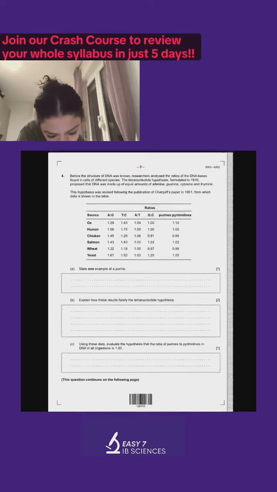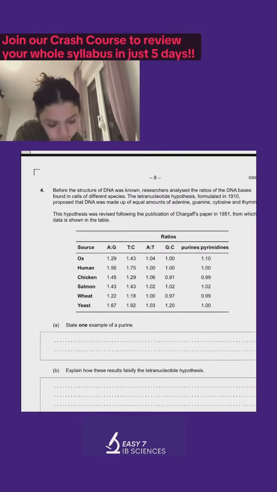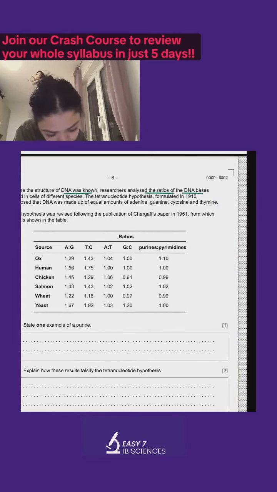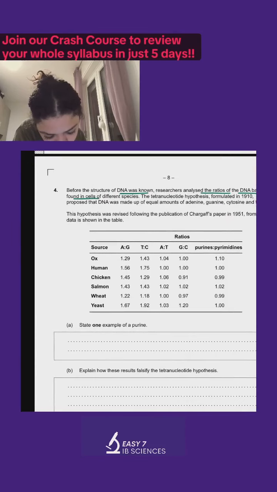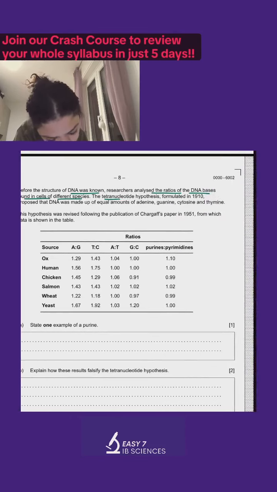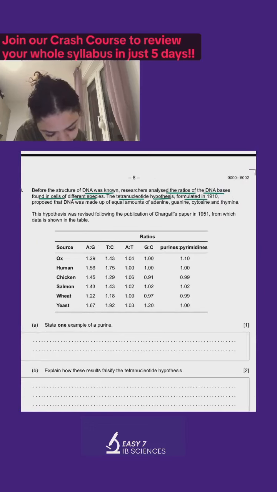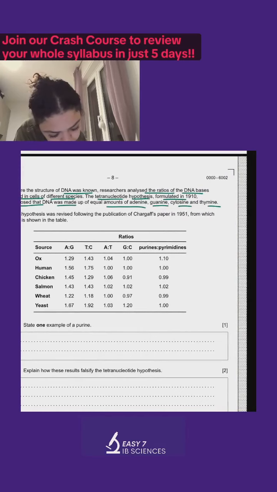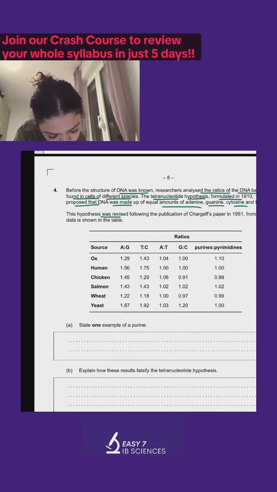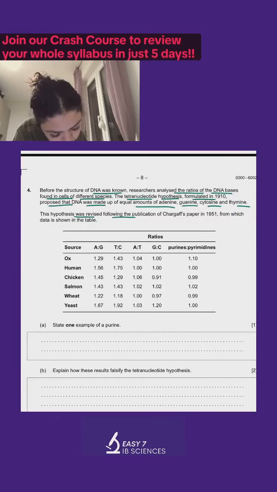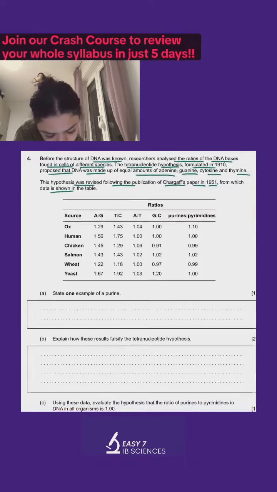Okay, perfect. Next it says, before the structure of DNA was... Oh, someone already gave the answer. Good job, guys. Before the structure of DNA was known, researchers analyzed the ratios of the DNA bases found in cells of different species. The tetranucleotide hypothesis, formulated in 1910, proposed that DNA was made up of equal amounts of adenine, guanine, cytosine, and thymine. Okay, this hypothesis was revised following the publication of Chargaff's paper in 1951, from which the data is shown in the table. State one example of a purine.